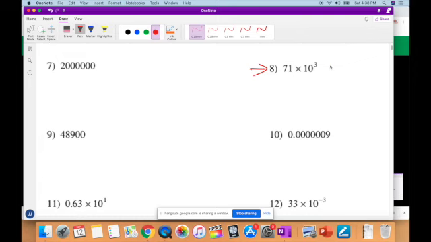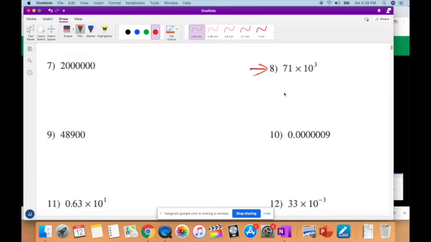Remember, that's 71. The point is over here right now. That is 71.0. So what is that number? 71,000. Yeah, but I want this. This is not in standard form. Why is this not in standard form? It's over 10. It's not a single digit. This number is not a single digit, right?